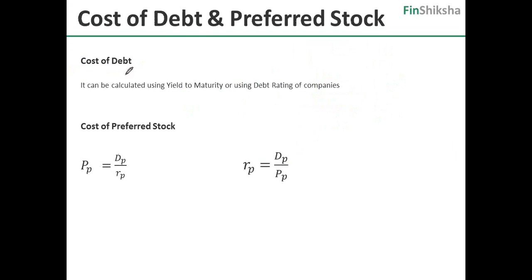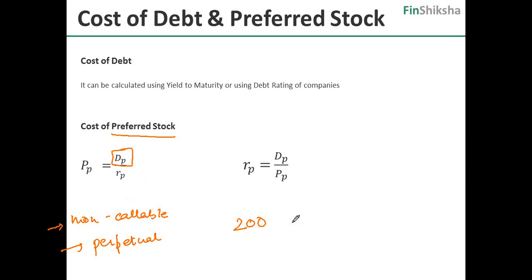What is cost of preferred stock? Now, preferred stock, typically, let's say this is non-convertible, non-callable and perpetual, which means if you hold this stock, you will receive this dividend till infinity. So if the price of the stock is 200 and the return it gives is 5%, effectively you will receive 10 every year till infinity. Till the time you hold this stock, you will keep receiving this 10.